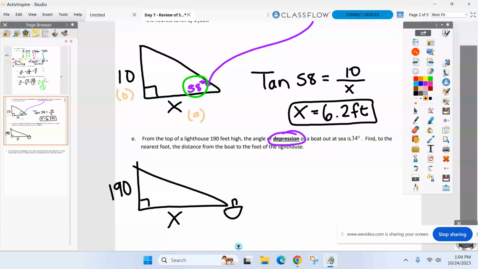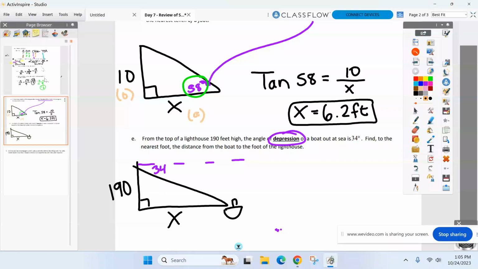Depression. Now everyone's going to want to just put it right there, but it is not. When we talk angle of depression, that's actually not in the triangle. All right? So you're standing on top of the lighthouse looking at the boat. See this horizontal line here? And see the angle that it forms? That's the depression, 34 on the outside. Which means you can't use it. I can only use angles inside.